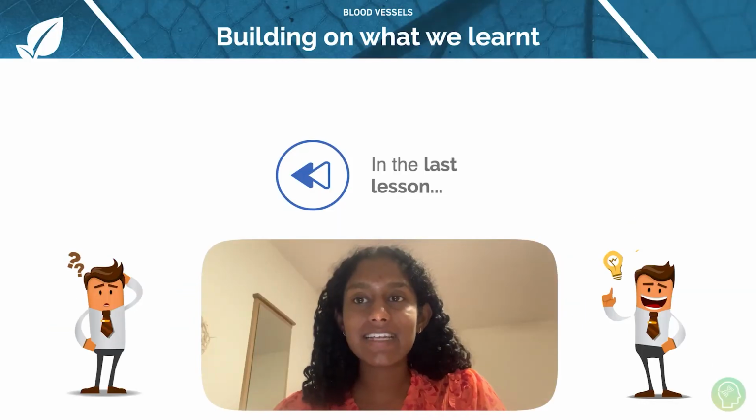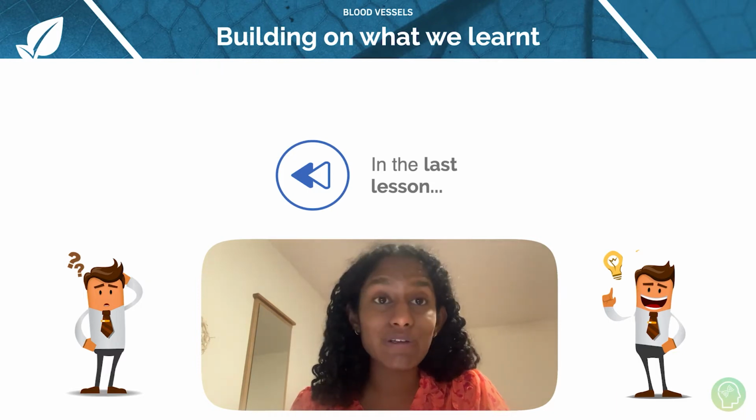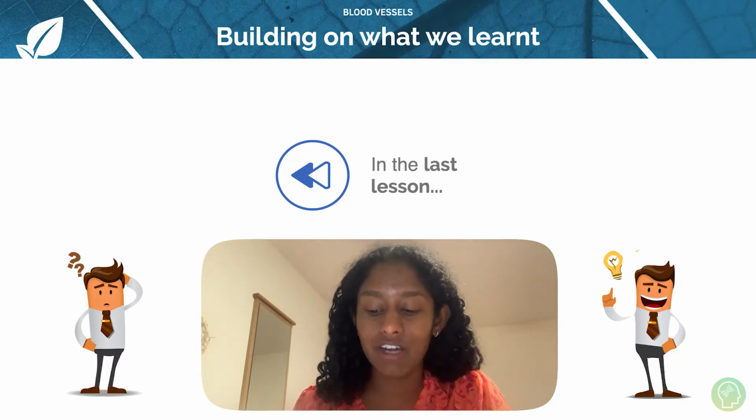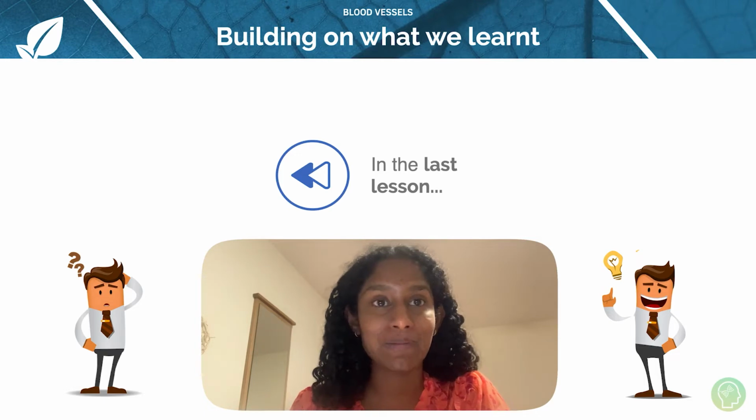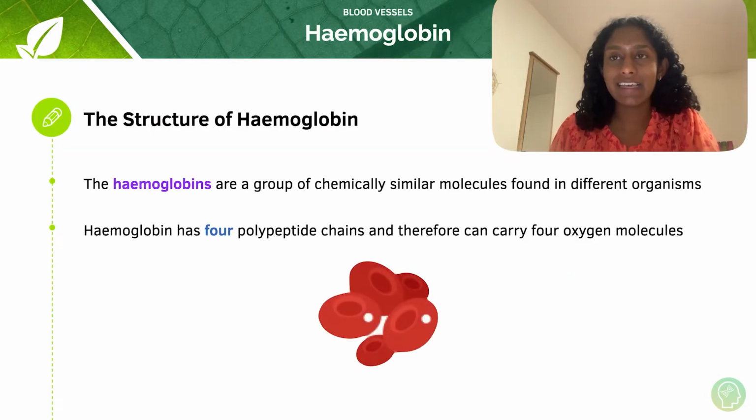In the last lesson we learned about tissue fluid and the process through which it is formed, and we also had a little introduction to what the lymphatic system is. In this tutorial we're going to have a look at the oxygen carrying capabilities of haemoglobin. So let's kick off, because this is quite a chunky tutorial.